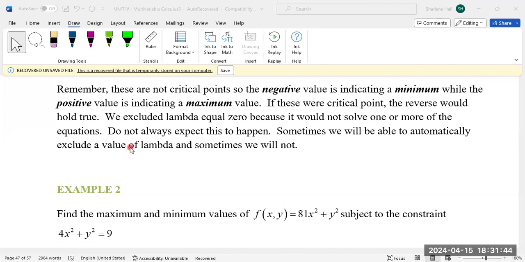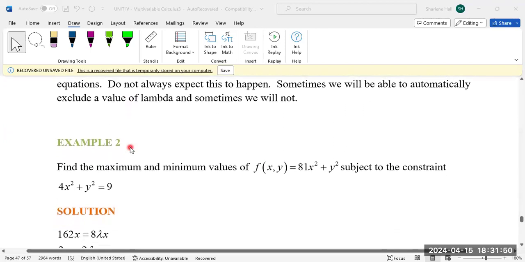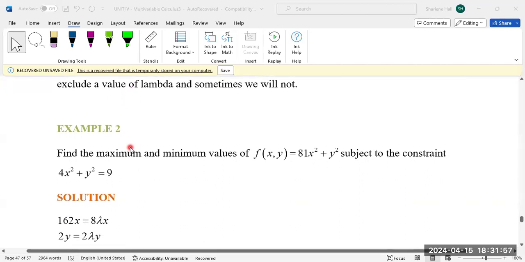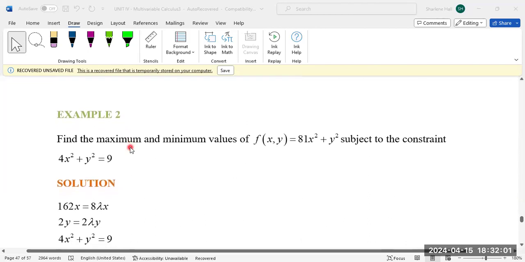2y equals lambda y. Oh wow, got you. That's the deal. She's speaking with attitude. And of course we get the right back for the constraint. Very good. So we're on the right track. What's the next step?